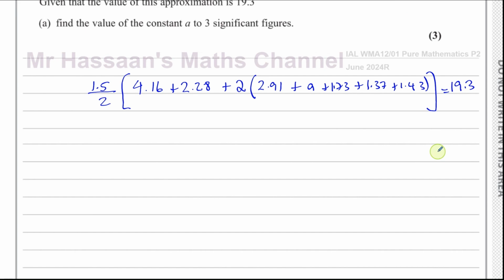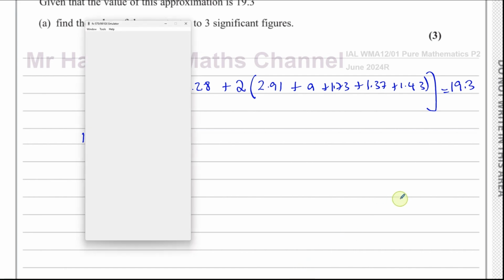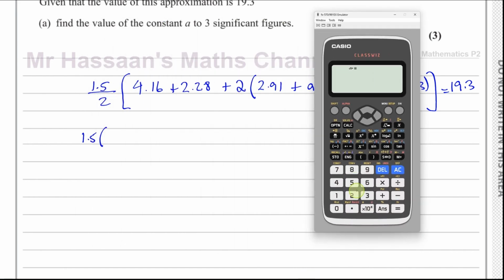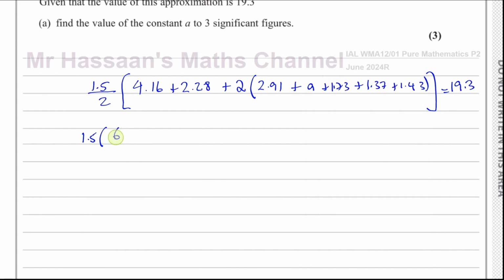All right, so let's sort all of this out. I can multiply both sides by 2. So I have 1.5 times. Let me add these together at least. So you have here 4.16 plus 2.28, that gives us 6.44. So this is 6.44 plus 2 times, and I'm going to add these together. So you're going to have a plus, and then the sum of those.